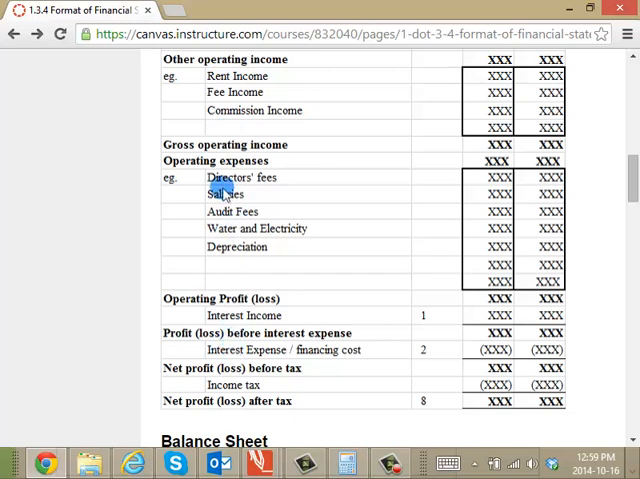Now some of them are non-cash items, for example, depreciation. Some of them are disclosed separately, like interest expense. So we're going to have to take them out. What about, let's do that first.